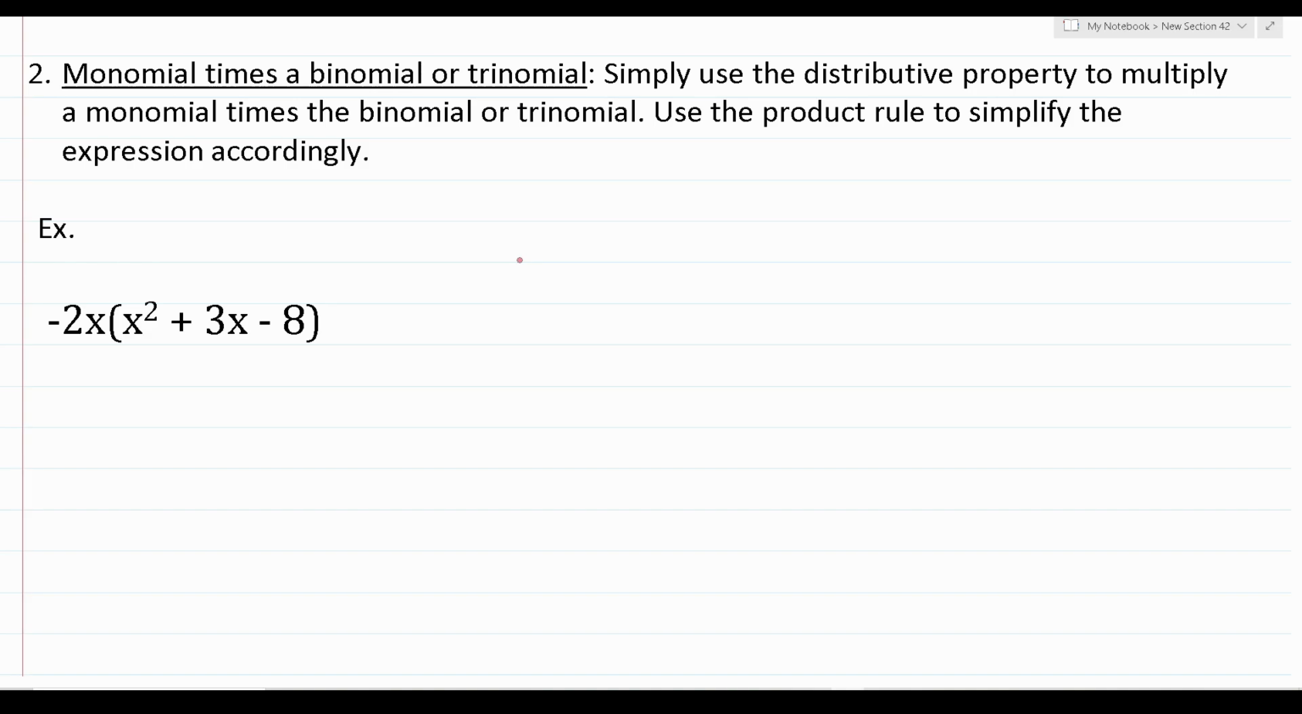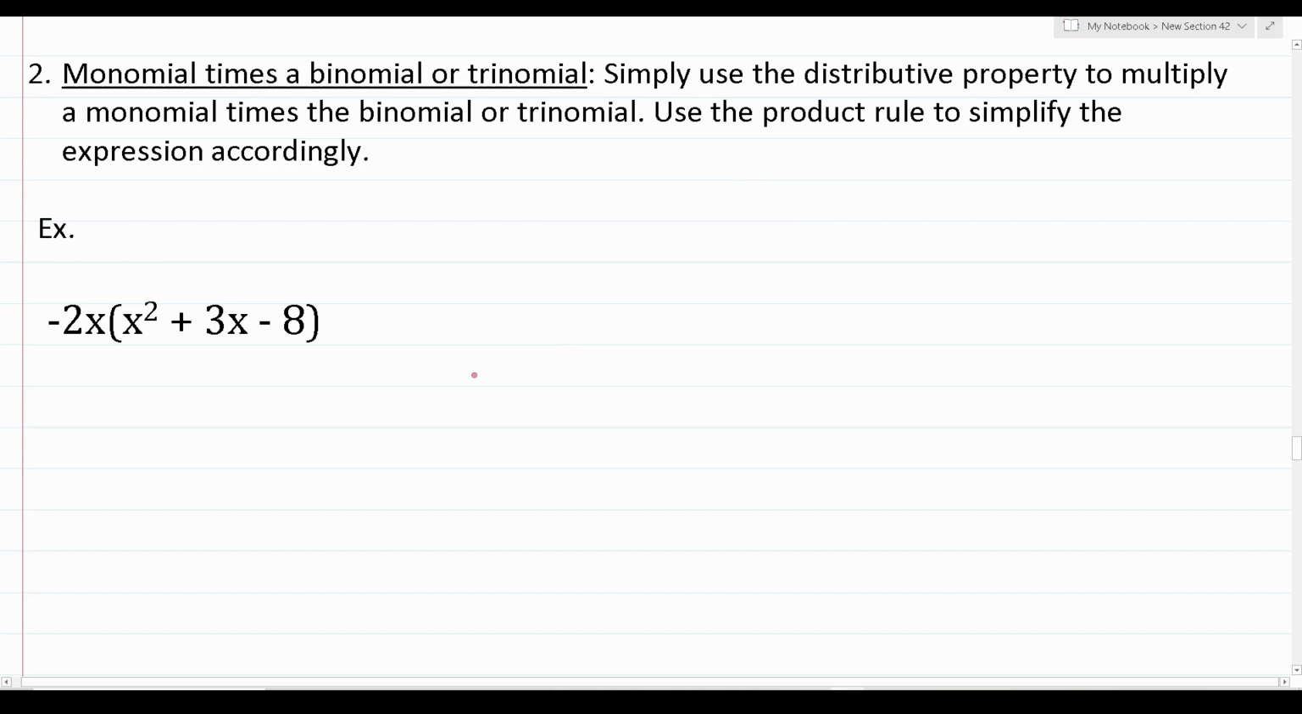And in this case, we're going to look at what happens when we multiply a monomial times a binomial or trinomial. Again, as we know, a monomial is a one-term polynomial, whereas a binomial is a two-term polynomial, and a trinomial is a three-term polynomial. And if you like following instructions, I went ahead and wrote out some simple instructions for you here. It says simply use the distributive property and multiply a monomial times the binomial or trinomial, and then use the product rule to simplify the expression accordingly.